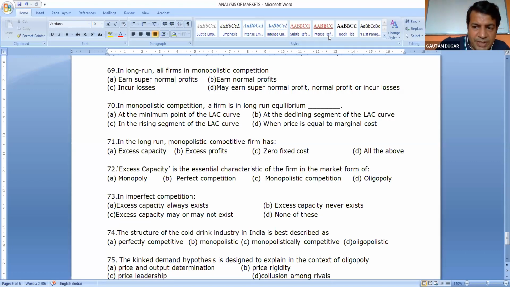Question 74. The structure of the cold drink industry in India is best described as oligopoly, because we have a very limited number of sellers. And the kinked demand curve hypothesis is designed to explain, in the context of oligopoly, price rigidity. The kinked demand curve hypothesis explains price rigidity.